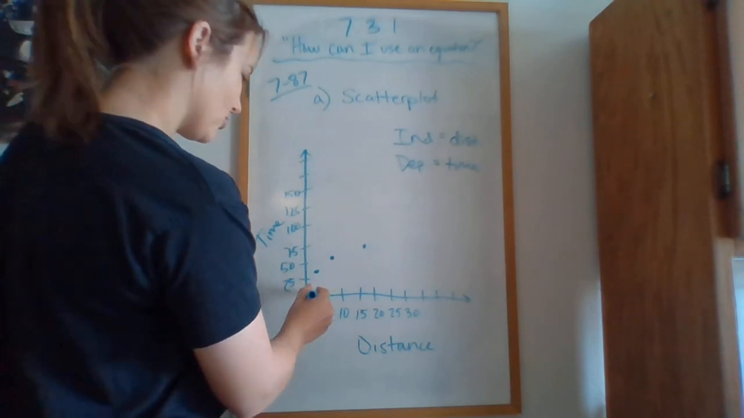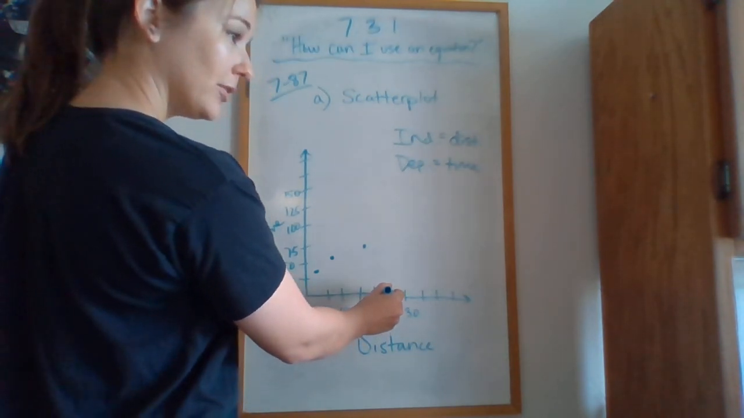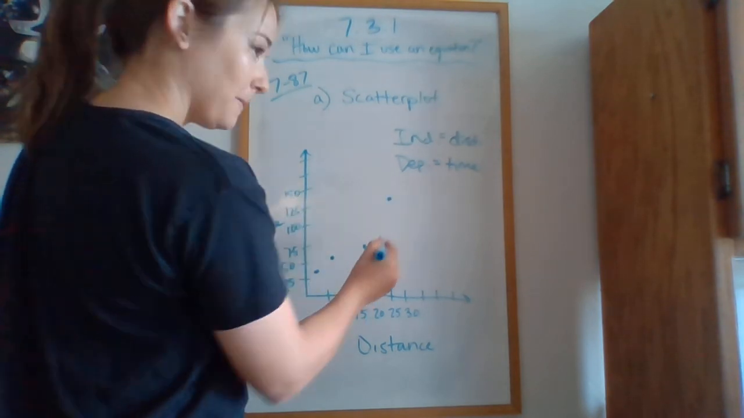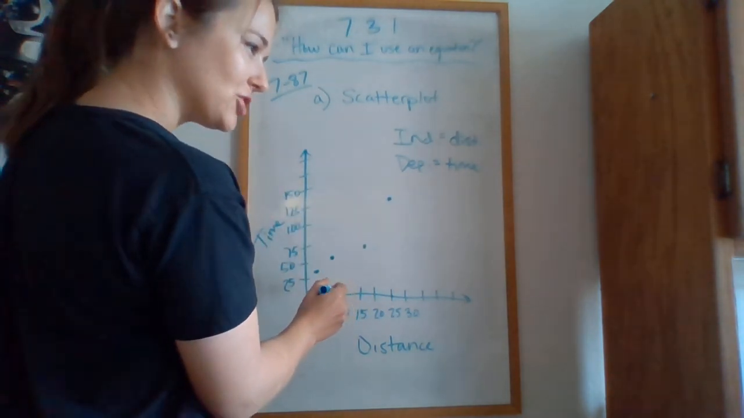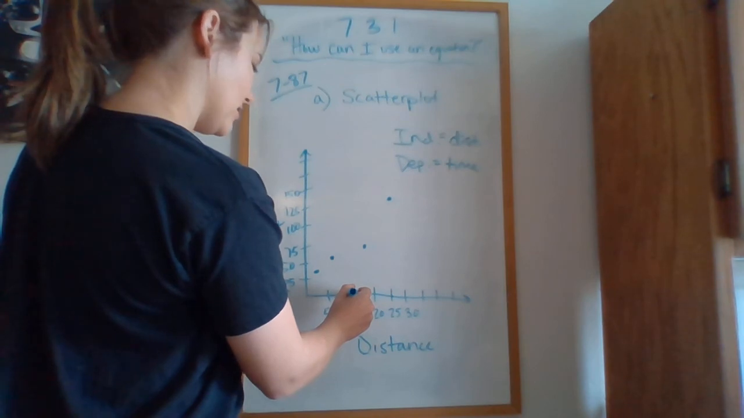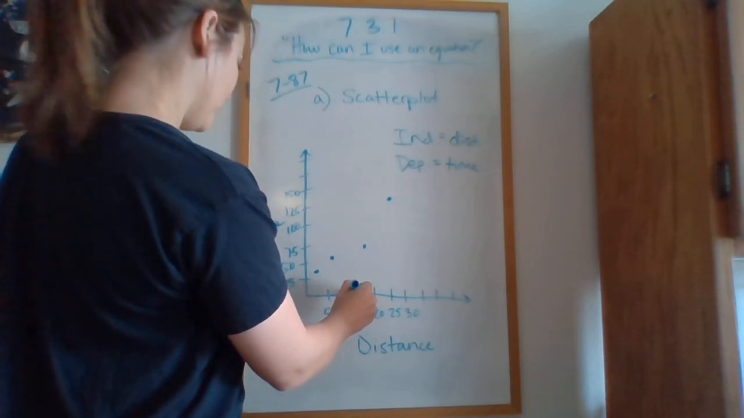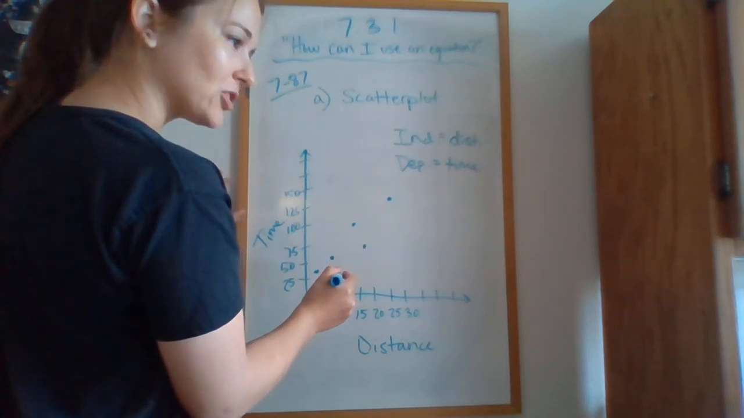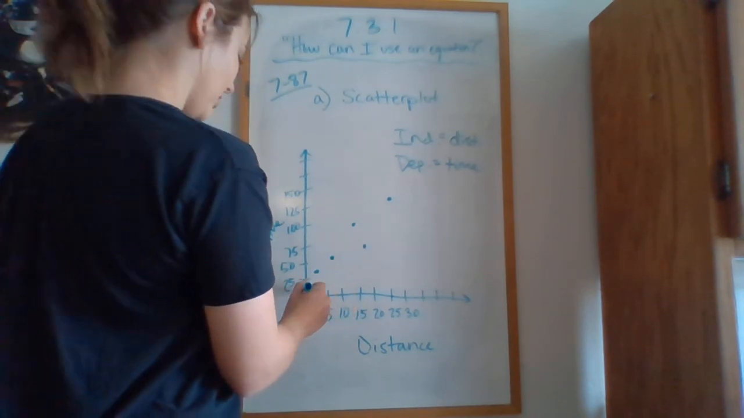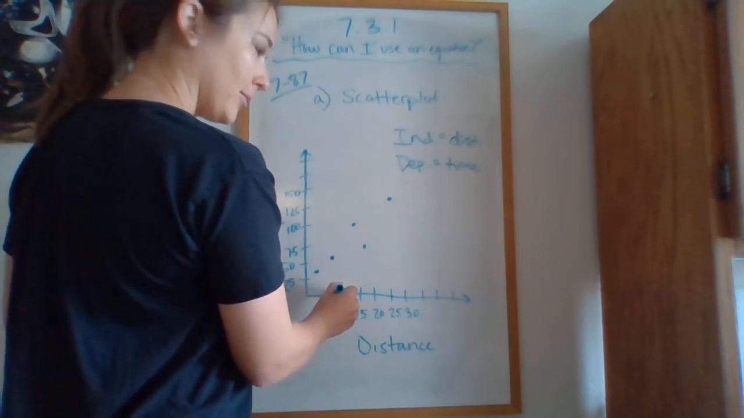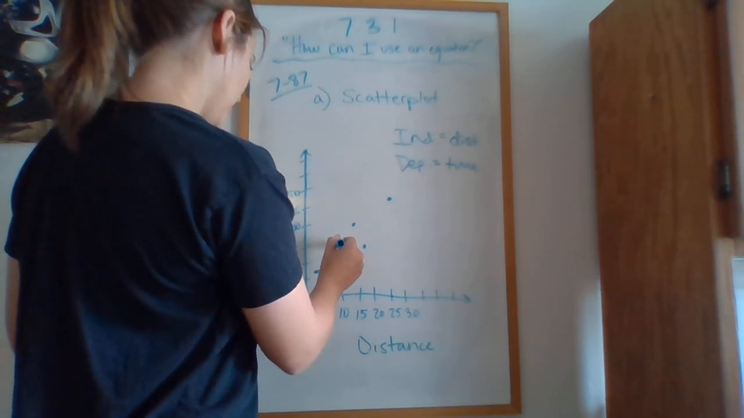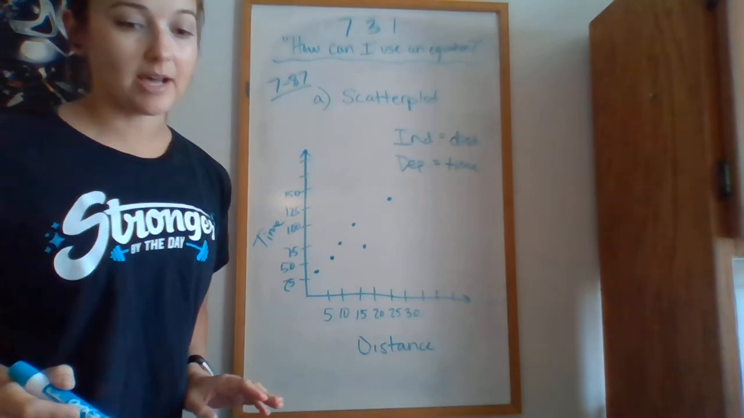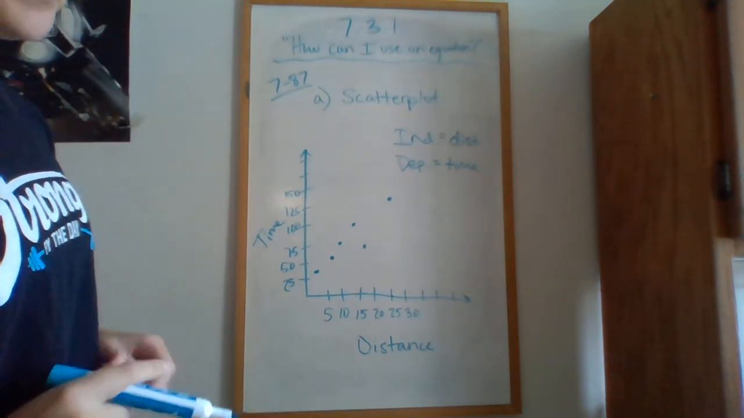February 27th is 25, up 150. That's all the way up here. March 6th is over 14, up 104, right there. And then March 13th is over 11, up 80, right there. So there's our scatter plot, and that's satisfying part B.